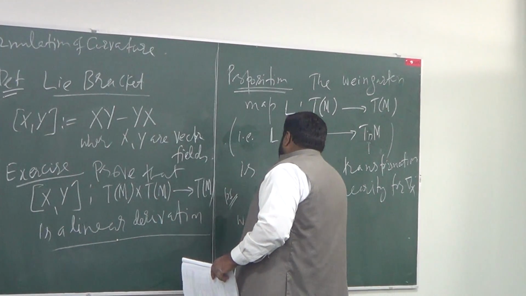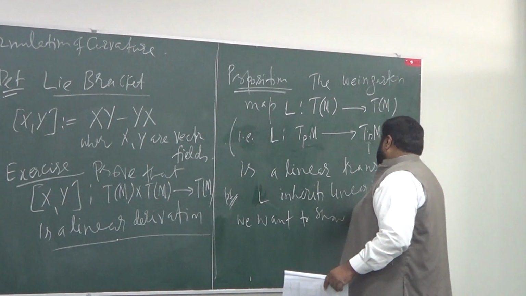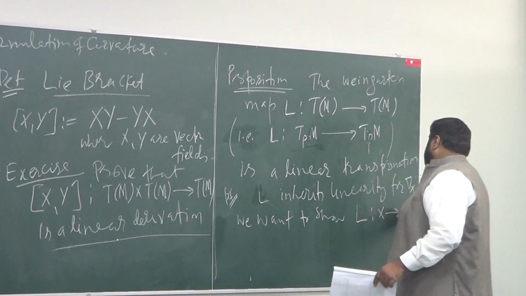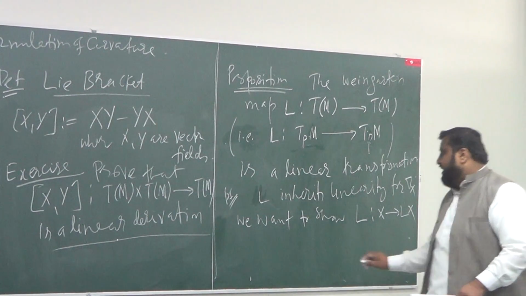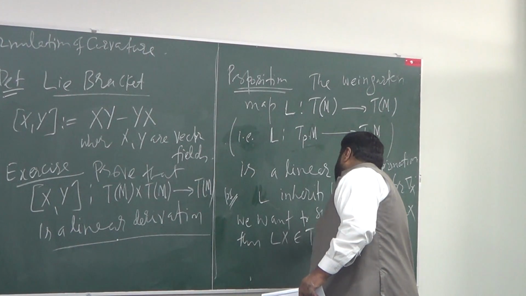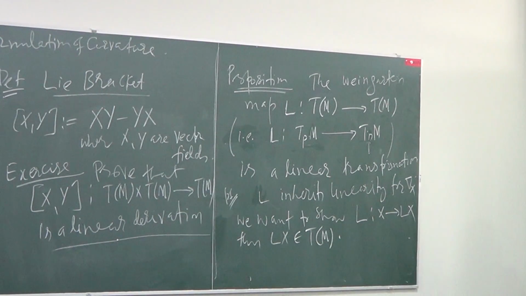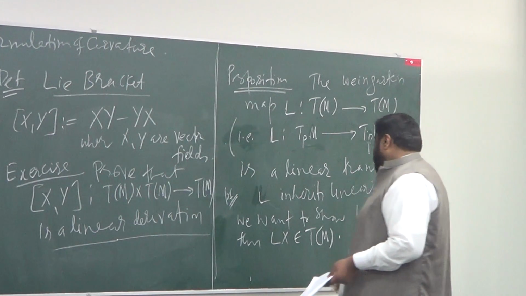We want to show that if L sends x to Lx, then this Lx is indeed part of the tangent bundle. This is what that is about. How can I do it? In order to do it, I'm going to begin with an observation.